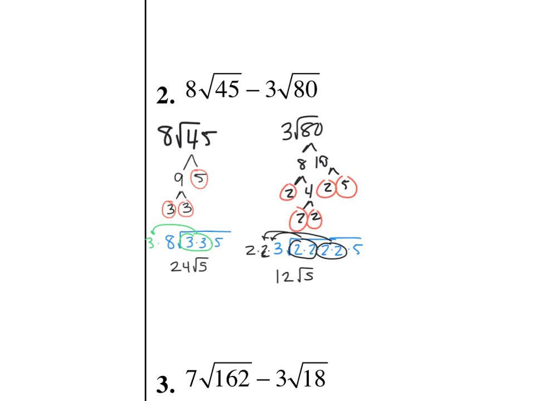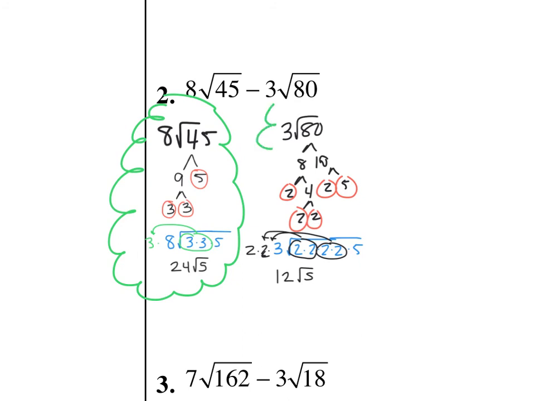When I simplify my 3 radical 80, I can break it apart in a variety of ways. I chose 8 and 10. I broke apart my 8 into 2 and 4, and then I broke apart my 4 into 2 and 2, and I broke apart my 10 into 2 and 5. I put all my primes under my radical. I did my double on the inside, single on the outside, and I got 12 radical 5. So I'm going to circle my side work to separate it, because it just makes it easier for me.